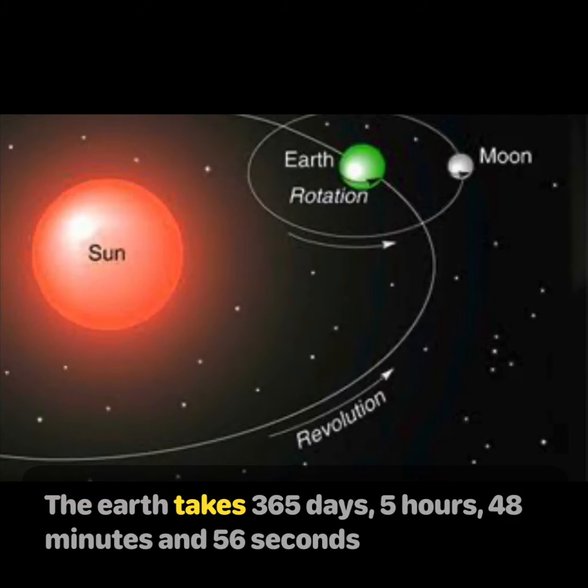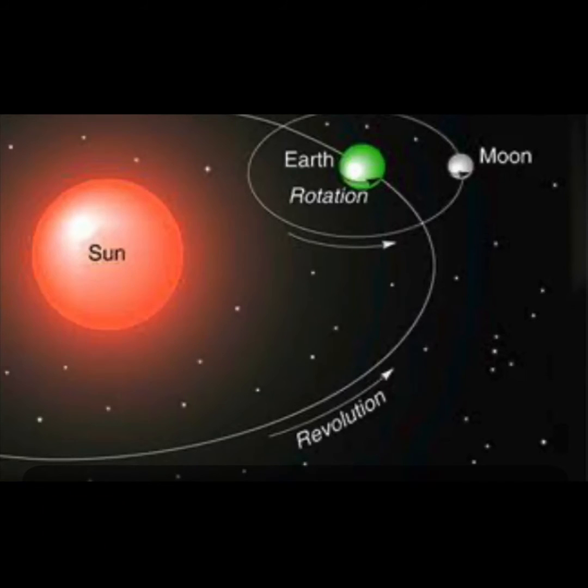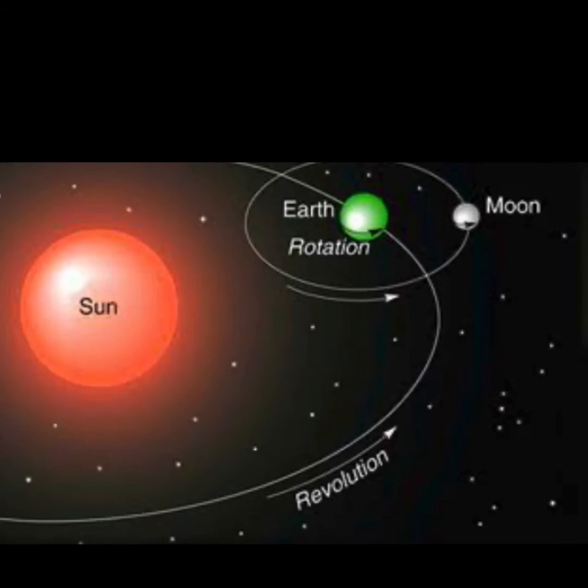The earth takes 365 days, 5 hours, 48 minutes and 56 seconds to complete one revolution around the sun. That is about 365 and 1/4 days. Or we say that the earth takes one complete year to complete one revolution. This revolution is also called the annual motion of the earth.